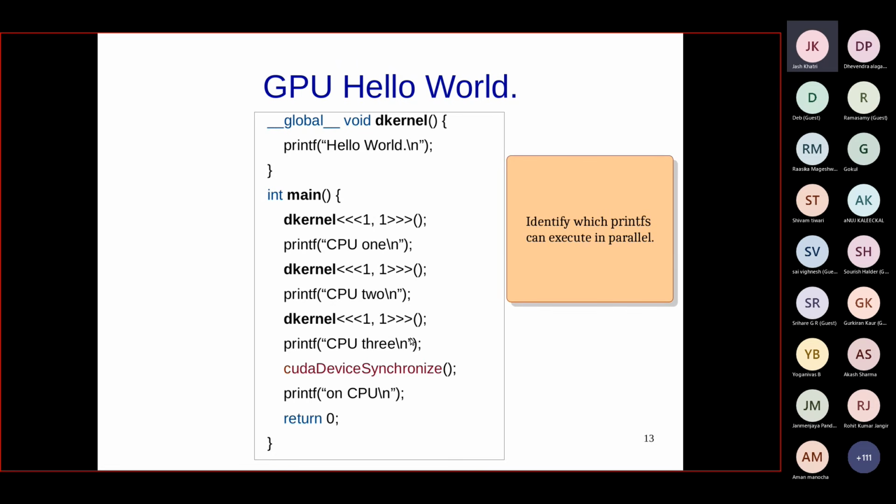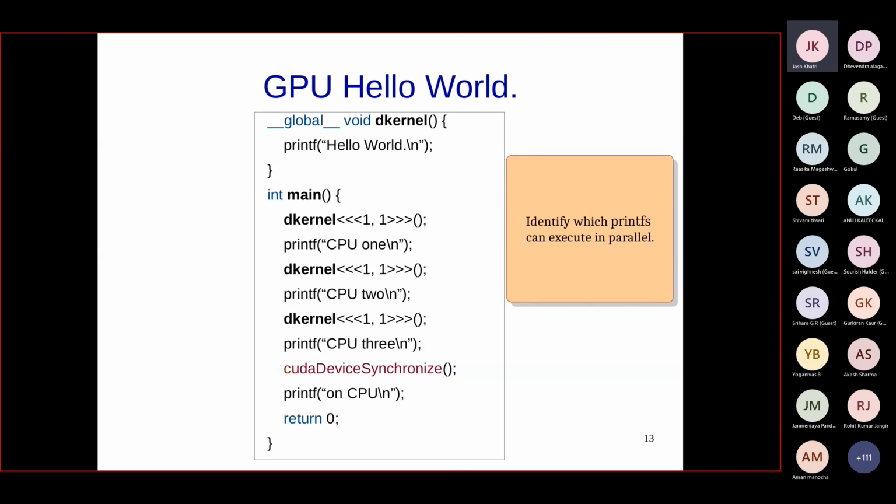But as I told earlier, mostly you will see this output: CPU1, CPU2, CPU3 followed by 3 hello worlds, then "on CPU". The reason is that the CPU is much faster. It just launches the kernel and then moves on before any of the kernels have finished execution and the write buffer is brought back to the CPU. So that's the answer to which printfs can execute in parallel.